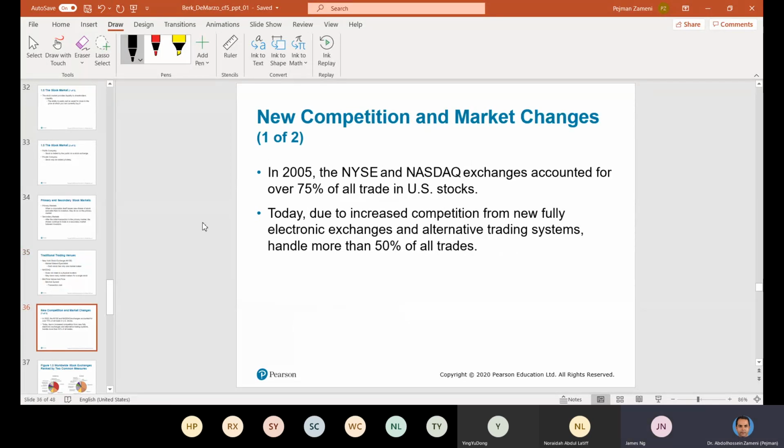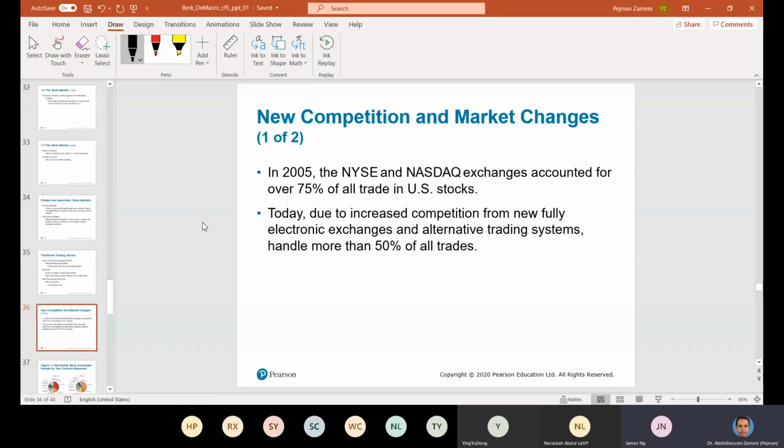Okay, new competition and market changes. It says that in 2005, the New York Stock Exchange and Nasdaq exchanges accounted for over 75% of all trades in US stocks. Today, due to increased competition from new fully electronic exchanges and alternative trading systems, they handle more than 50% of all trades.